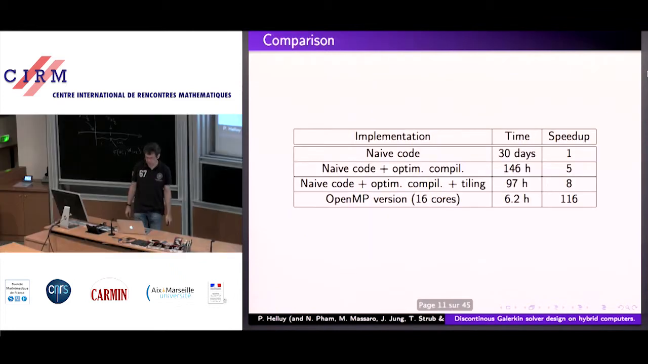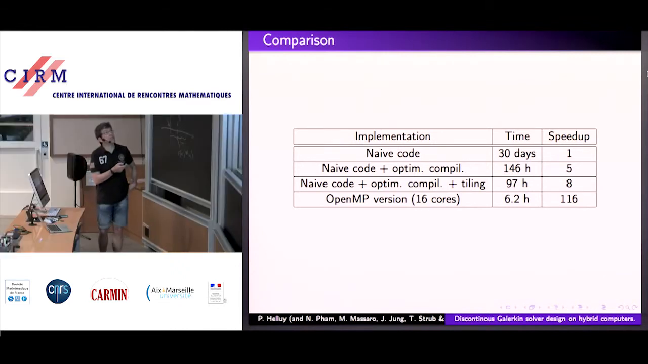And then here is what we obtain. So with the naive code, well, I said it is naive, but it is at least correct. It has to be written carefully anyway. But this is what we do when we program a numerical algorithm to test if it works. So this is a reference, so the speedup is equal to 1. And if you want to end the computation, you have to wait 1 month.